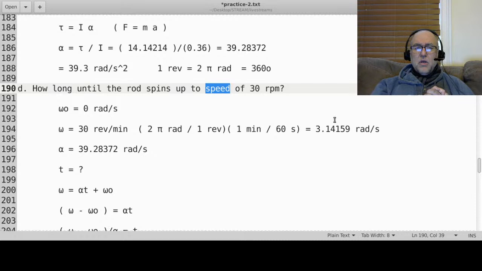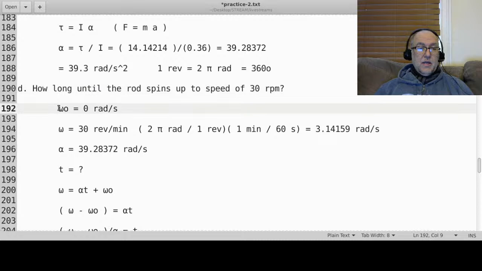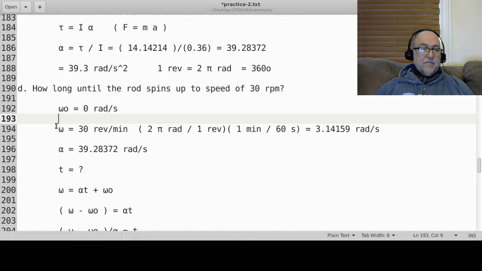So you say, well, what does speed mean in this case? It's the speed of something which is rotating, and the speed of something which is rotating is the angular velocity. Okay, so that's the technical term, the angular velocity. How fast is this thing spinning? Well, initially, it's at rest, so it's not spinning at all. After some time, and that's what we're actually working out, how long, okay, after some time, it's rotating at 30 revolutions per minute. RPM just stands for revolutions per minute, so there it is.